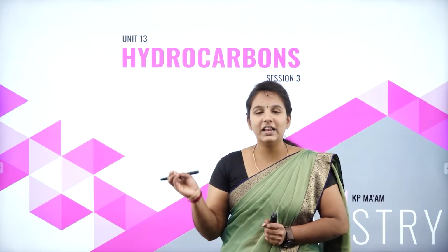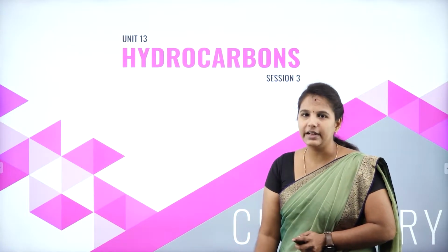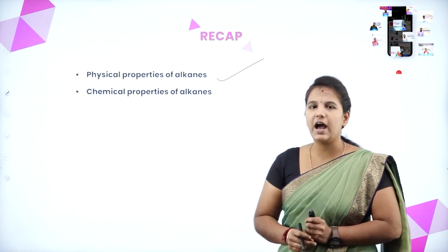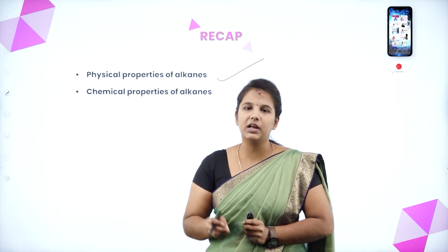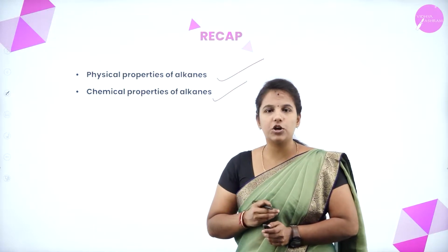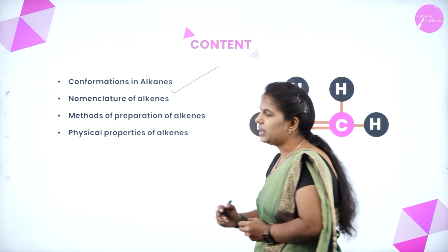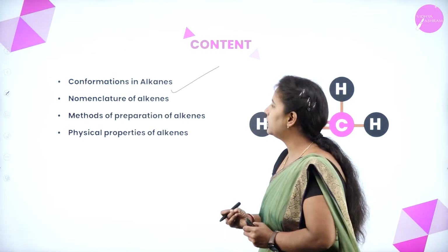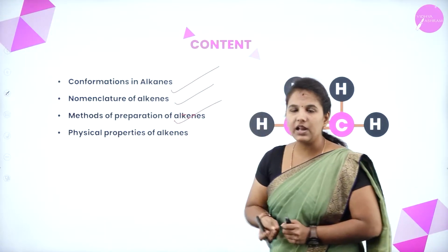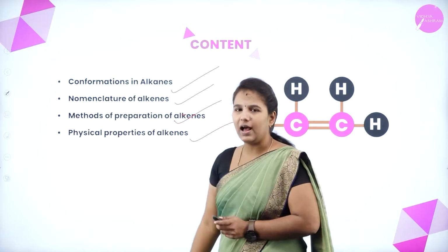My dear students, in our last discussion, we were dealing with the unit called Hydrocarbons. Under that, we have discussed the physical properties of alkanes and also the important chemical properties of alkanes. Today, let us move on to the next topic of this unit to learn more about the conformations in alkanes. Finally, we will move on to the nomenclature of alkenes, then methods of preparation of alkenes, and we will discuss some of the physical properties of alkenes.